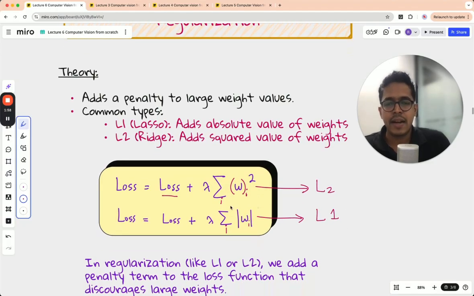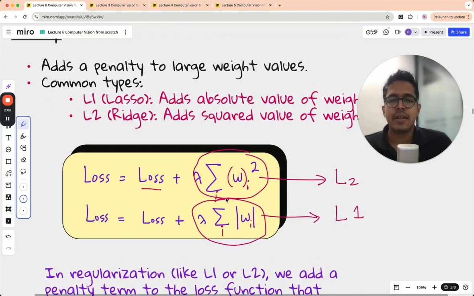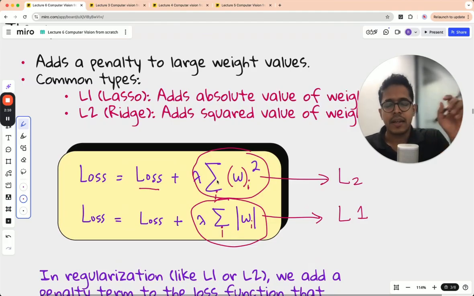In L1, the penalty term is lambda times sigma mod w, and in L2, it is lambda times sigma w square. So think about what's happening here. If the model weights become very big, then the model is getting penalized, because if the weights are big, this extra loss term, lambda w square or lambda mod w, will become big. So the model won't be able to minimize the loss. Basically, we are penalizing the model for constructing weights that are too big.